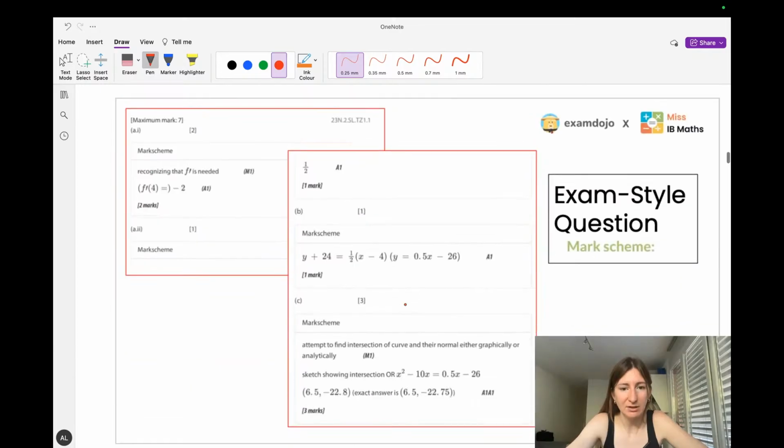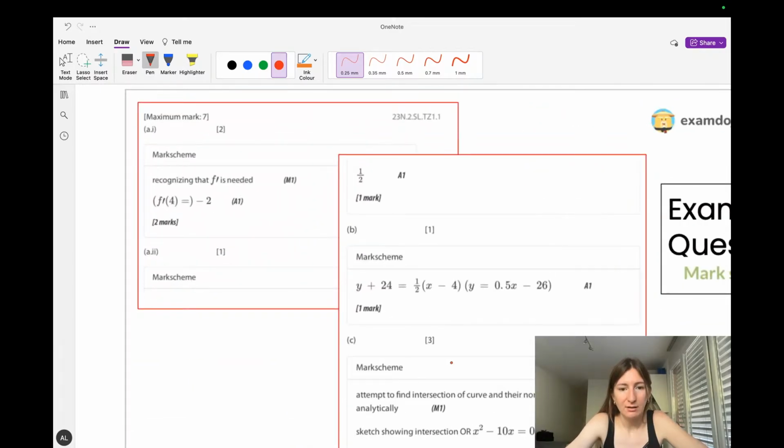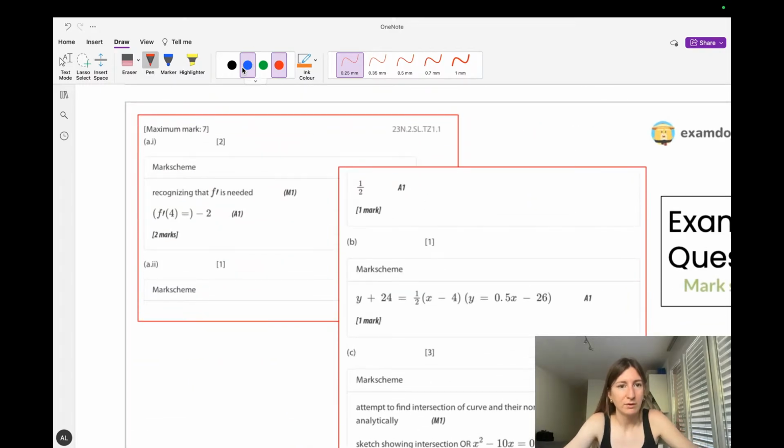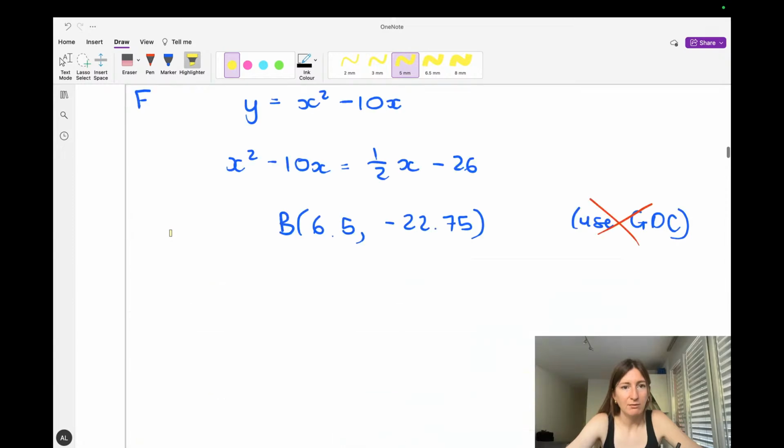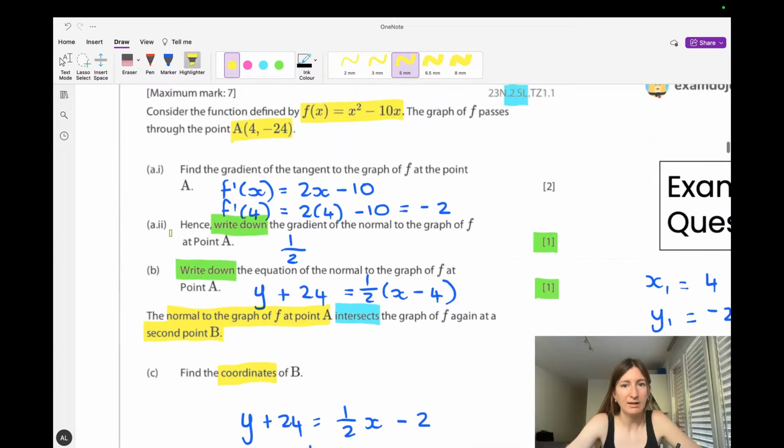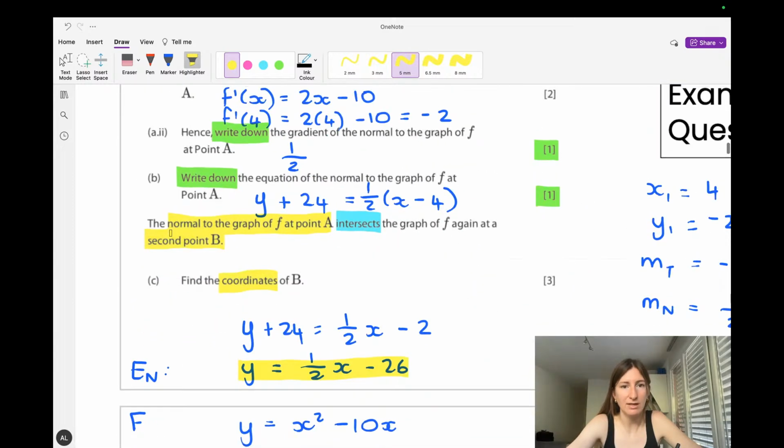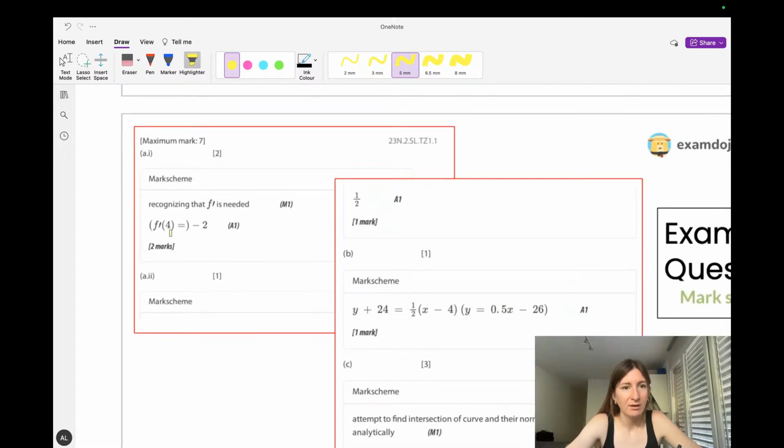So let's have a look at the mark scheme. Now, in question A, what was question A even to start with? That was just finding the gradient of the tangent, writing down, etc. So recognizing that you need, so again, this is an attempt, just writing your working. So really, really show your method. If you think of something and you use it to calculate, write it down.